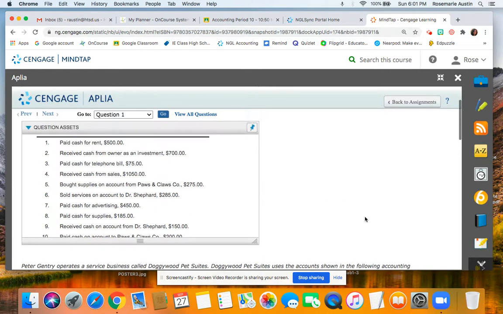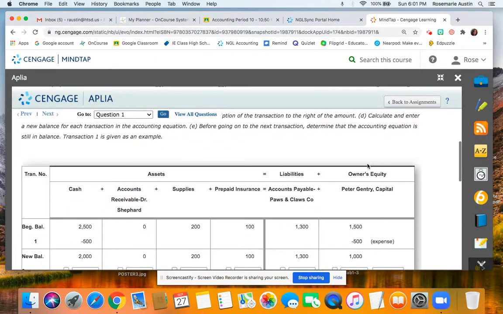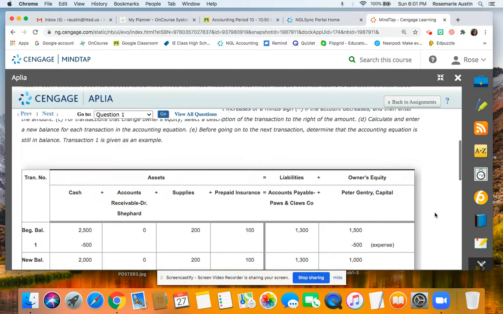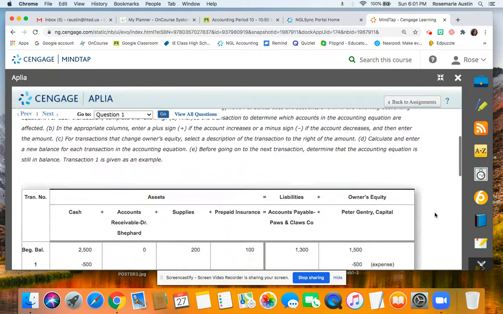Okay, so the first one is done for us, paid cash for rent. And we come down here and we can see that this first one is done for us. Paid cash, so minus 500. And since rent is an expense, it's rent expense, that's going to decrease owner's equity, and that's going to be an expense. So minus 500 under owner's equity. Okay, we calculate the new balance, and the second transaction is received cash from owner as an investment.